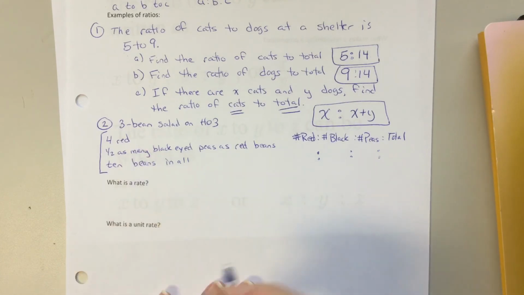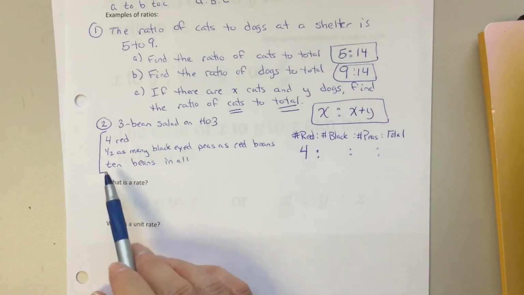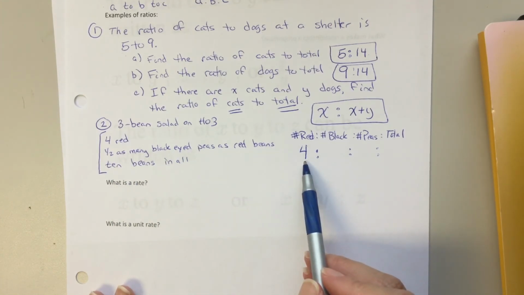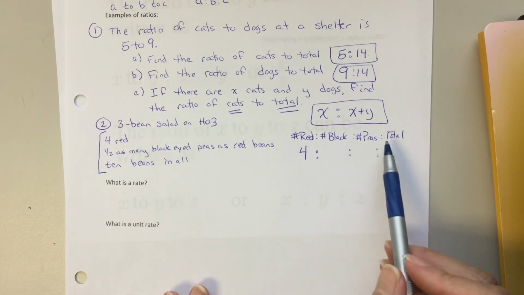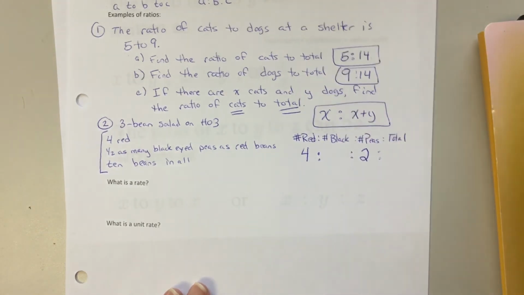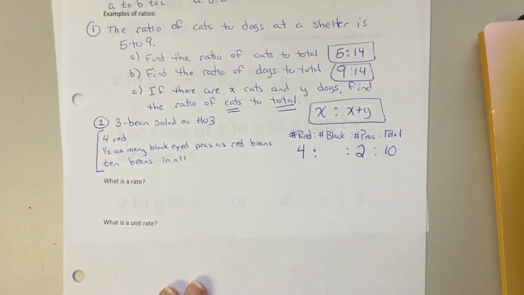So I know I have 4 red, so I'm going to put 4 in the first spot. I know I have half as many black-eyed peas as red beans. So if I have 4 red, that means I'm going to have half that, or 2 black-eyed peas. So I want to be careful. That goes in the 3rd spot, so I want to put the 2 there. I'm also told that I have 10 beans in all, so 10 total.